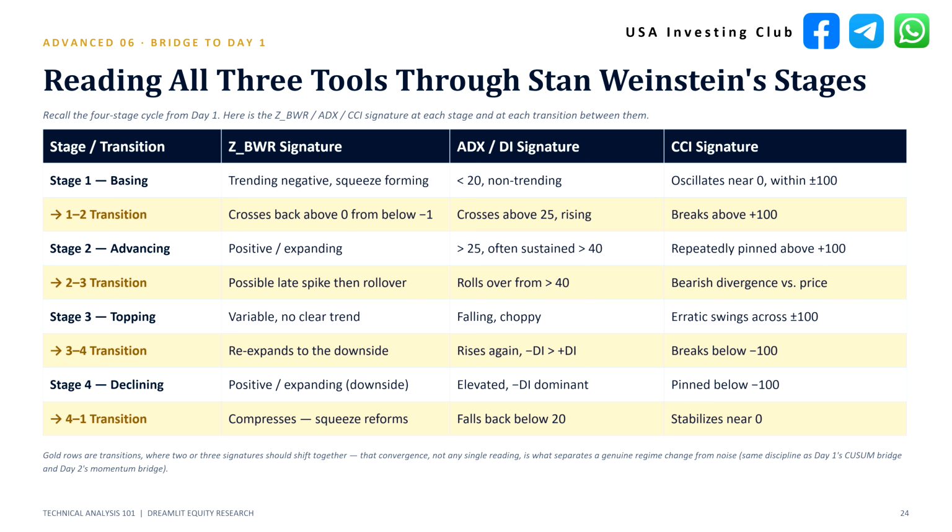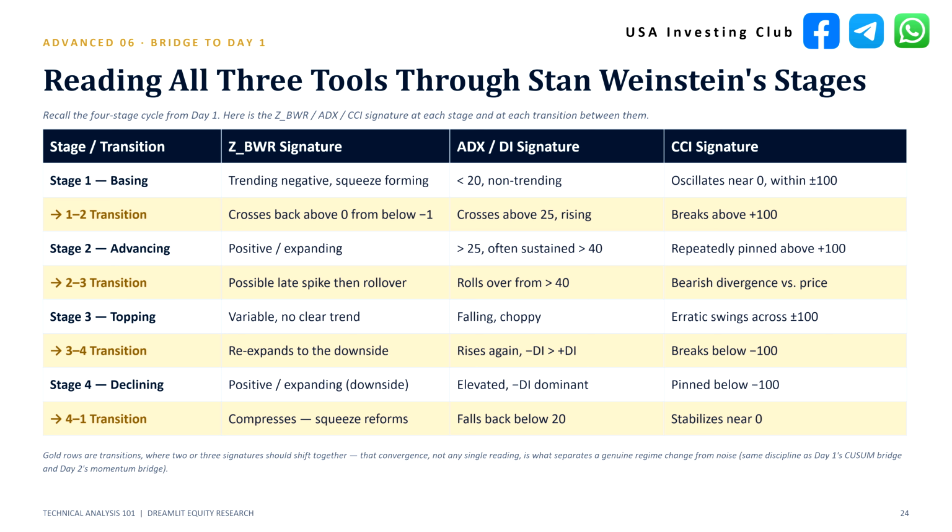At the transition into Stage 3, Z sub BWR shows a possible late spike followed by a rollover. ADX rolls over from above 40, and CCI shows bearish divergence against price. In Stage 3, topping, Z sub BWR is variable with no clear trend. ADX is falling and choppy, and CCI swings erratically across the plus or minus 100 band.